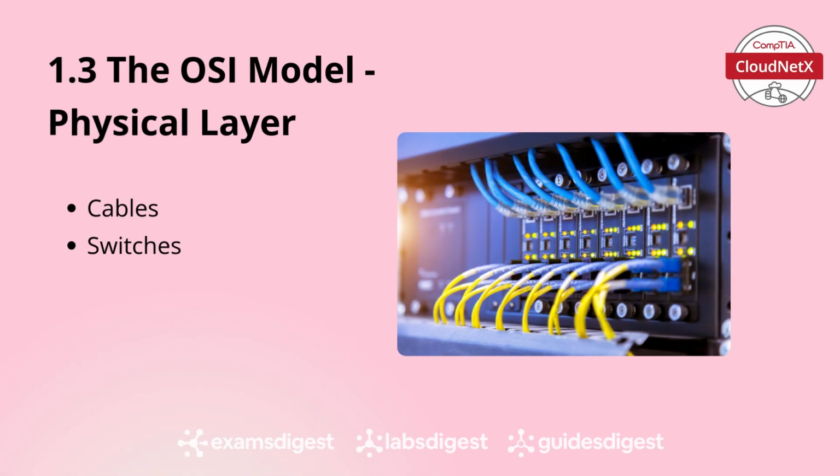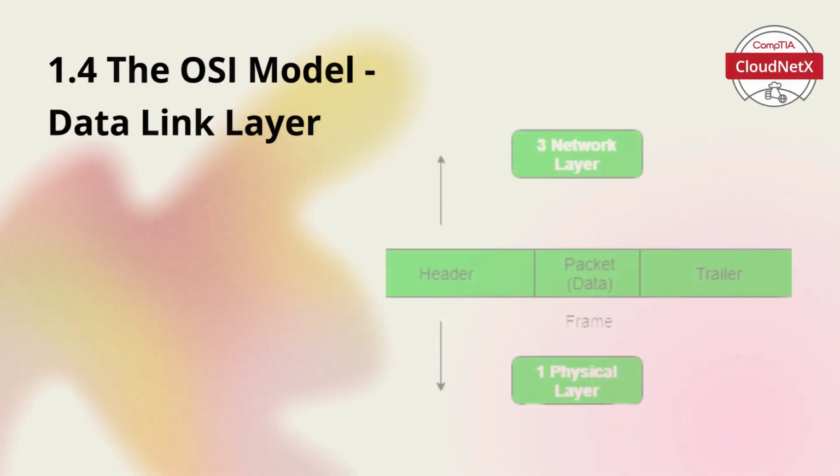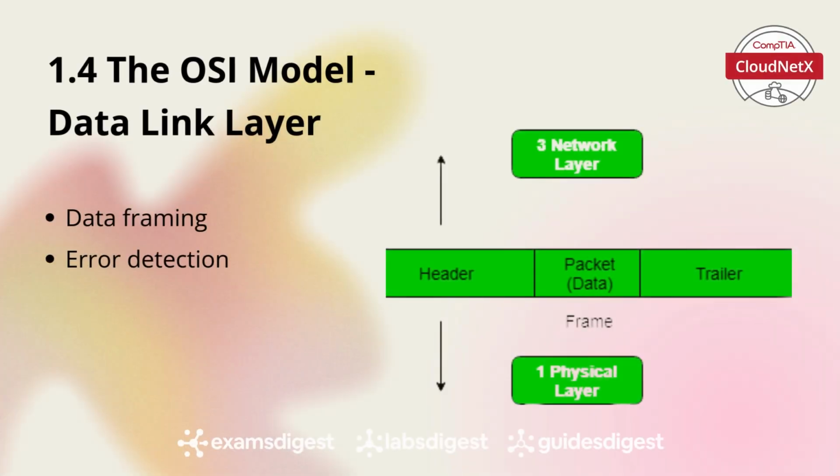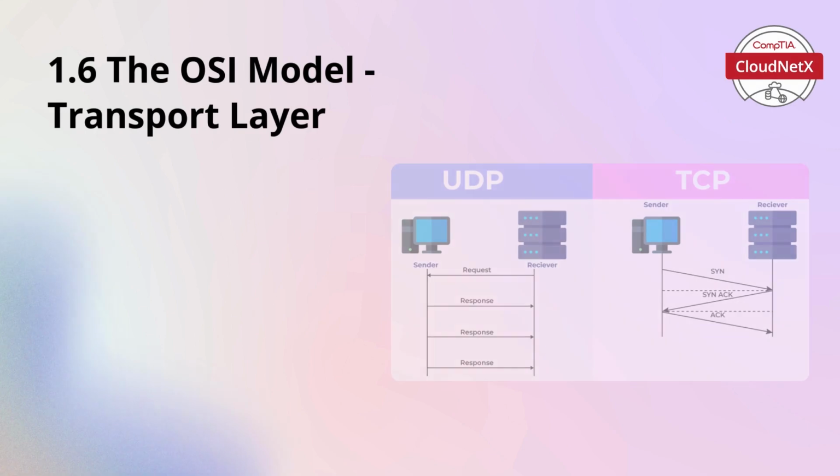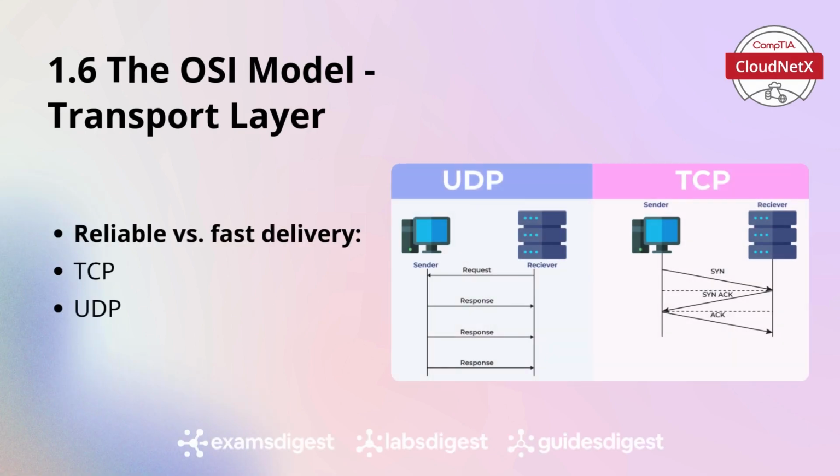At the bottom, the physical layer deals with the actual hardware, like cables and switches. Moving up, the data link layer manages how data is transferred between devices on the same network. The network layer handles IP addressing and routing, while the transport layer ensures reliable communication using protocols like TCP for error-checked delivery or UDP for faster connectionless transfers.